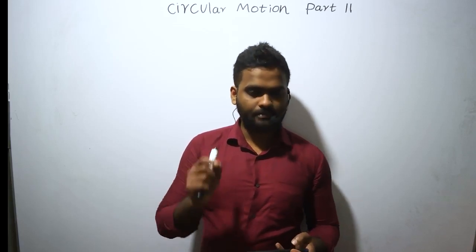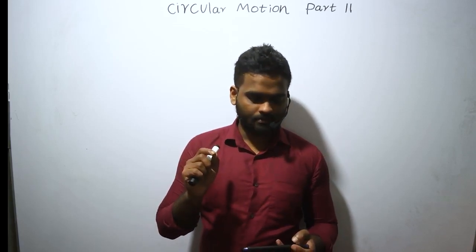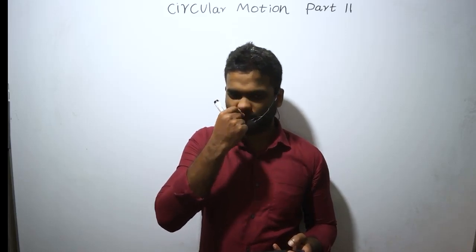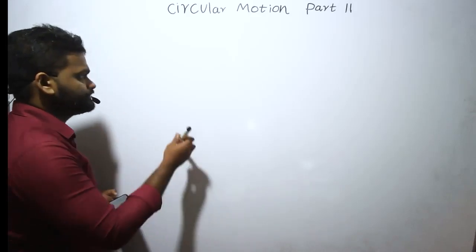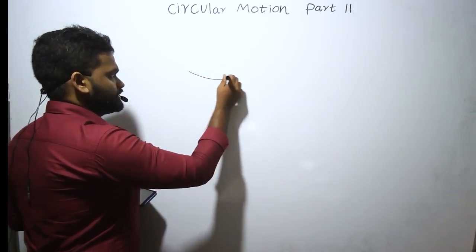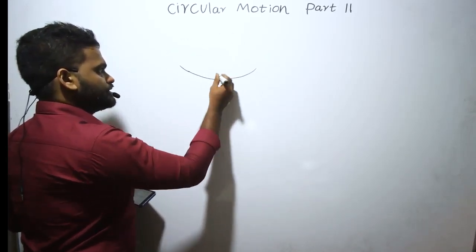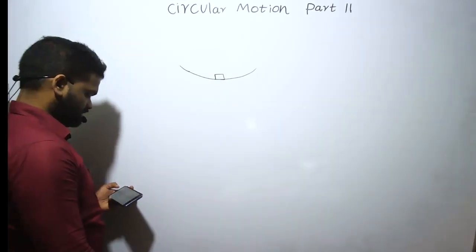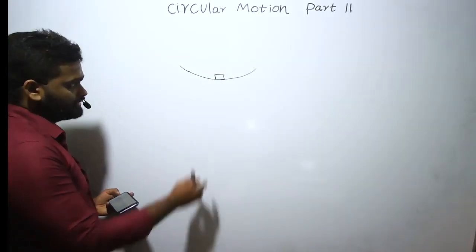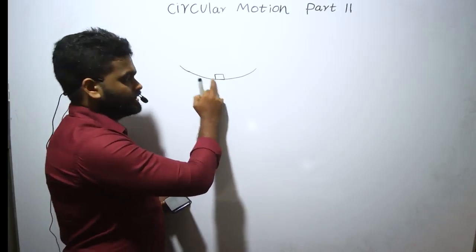12th question. A motor car with mass m moves at constant speed v over a concave bridge with radius r. So what is a concave bridge? It should be like this, right? Concave bridge. So the motor car is here. So here you have the bottom of the bridge, right?